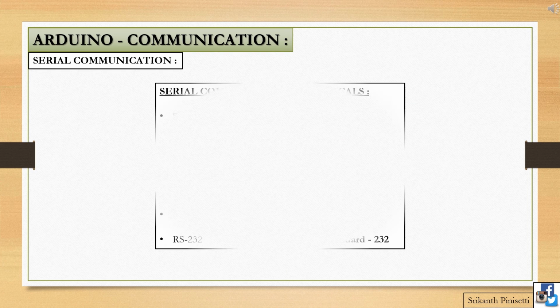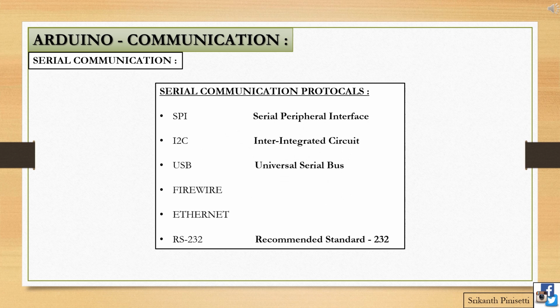Guys, now we are done with our practical explanation. So let us move towards some of the serial communication protocols. They are SPI, which is known as Serial Peripheral Interface, I2C Inter-Integrated Circuit, USB Universal Serial Bus, Firewire, Ethernet, RS-232, recommended standard 232. So these are some of the serial communication protocols.